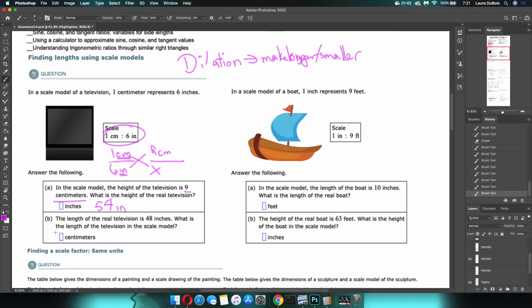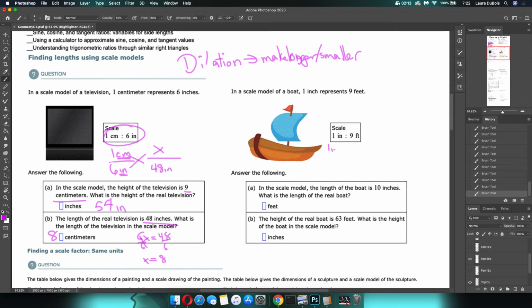I almost wrote 56. Good job, Ms. Dubois. Now, new proportion. They tell you that the length of the real television is 48 inches. Again, you want to put it where it matches, so 48 inches goes here, and there's our x. If I cross multiply, that means 6x equals 48. Divide by 6, divide by 6, x equals 8. So it'll be 8 centimeters in dimension.